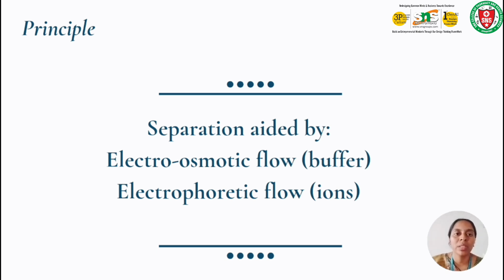So the buffer starts moving from one direction to another, and within that moving buffer, electrophoretic flow will happen. Electrophoretic flow is the migration of ions towards their respective electrodes. If we have a positively charged ion, it will move towards the negatively charged electrode, and if we have negatively charged ions, they will move towards the positively charged electrode under the influence of the electric field. So the separation happens based on electroosmotic flow as well as electrophoretic flow.